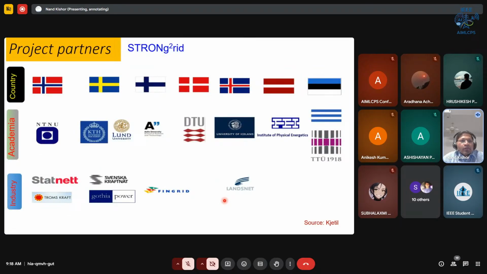In this project, we have a consortium of academia, with several universities, and also the transmission companies: Statnett, the transmission company in Norway, then a DSO based in Norway, a transmission company and a DSO in Sweden, the TSO based in Finland, and Landsnet in Iceland. These were the country partners here.